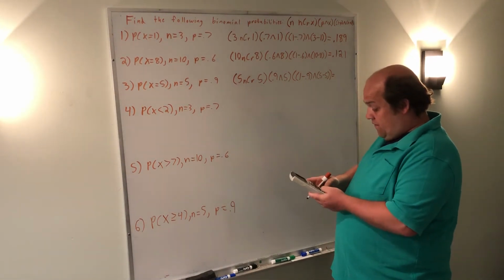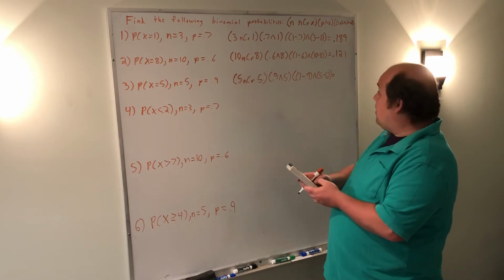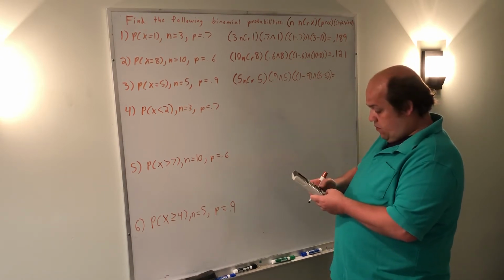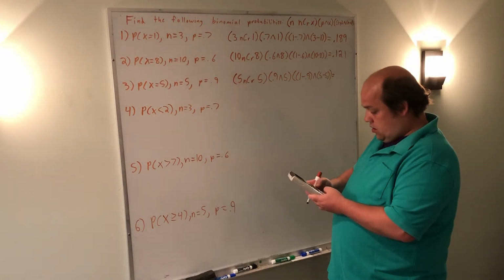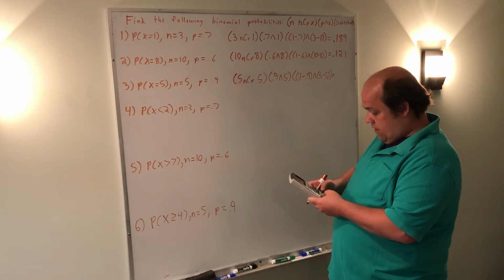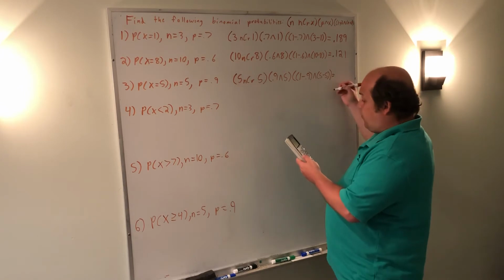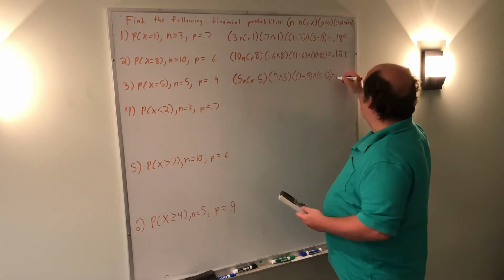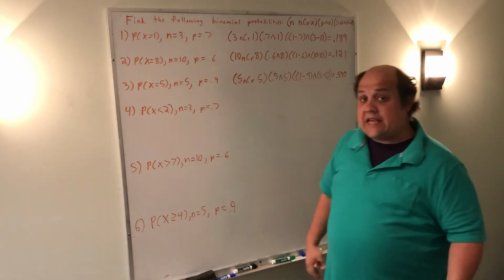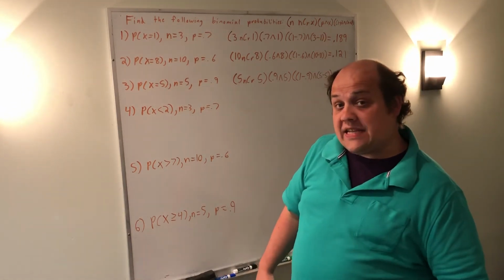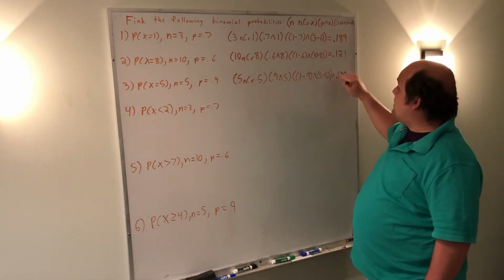So if I put in 5 NCR 5, 0.9 to the power of 5, 1 minus 0.9 to the power of 5 minus 5, I get the answer of 0.59049, so I'm going to call it 0.590. In each of these cases, we're looking for a specific number of successes, so we could use the formula exactly once to get each of these answers.